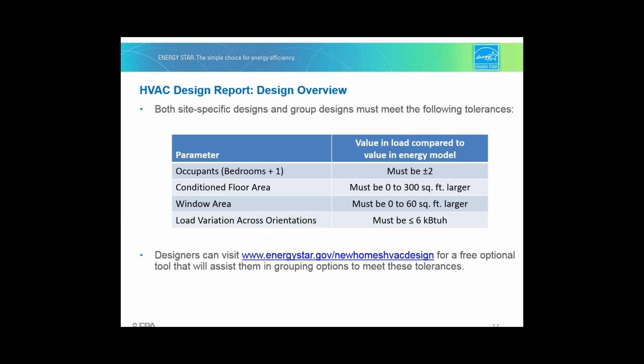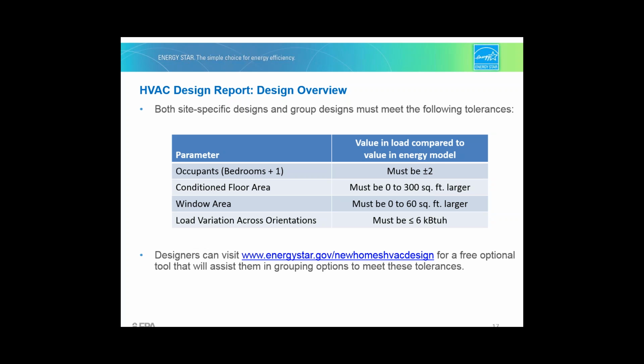And regardless of whether you do a site-specific design or a group design, you must meet the following tolerances that are laid out here. So the occupants used in the load must be within 2 of the number that's used in the rater's energy model. The conditioned floor area used in the load must be 0 to 300 square feet larger than the number used in the rater's energy model. The window area used in the load must be 0 to 60 square feet larger than the number used in the rater's energy model. And the load variation across all orientations must be less than 6 kBTU hours.